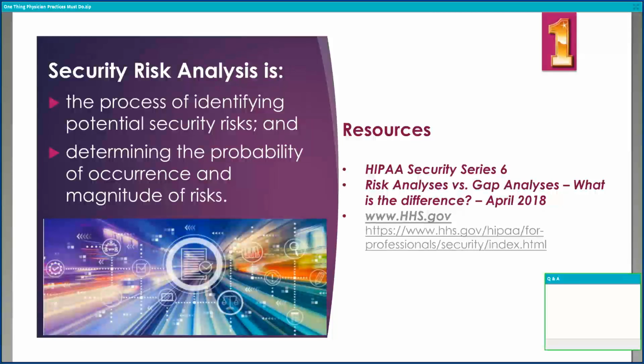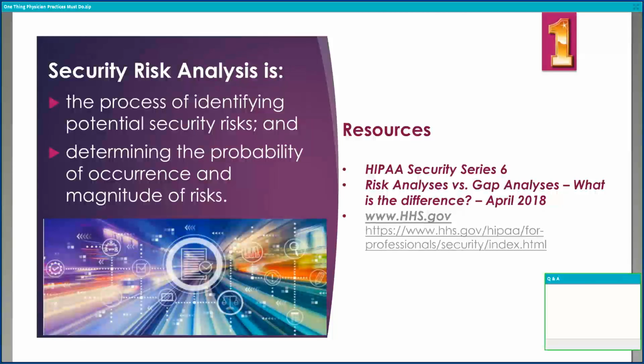There are two more resources listed. The first one is a 2018 OCR white paper, the risk analyses versus gap analysis, that was published by the Health and Human Services. And we're going to delve into this one in just a moment. But the other is just the HHS website. They've really tried in recent times to get the majority of their information moved into this security page very quickly. So regardless of the resource, you will find commonalities.